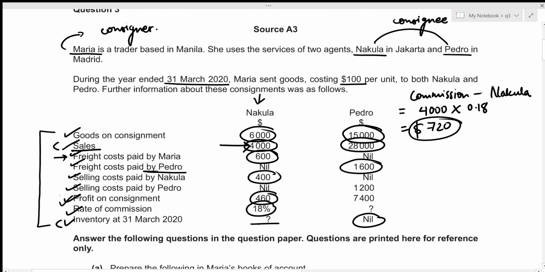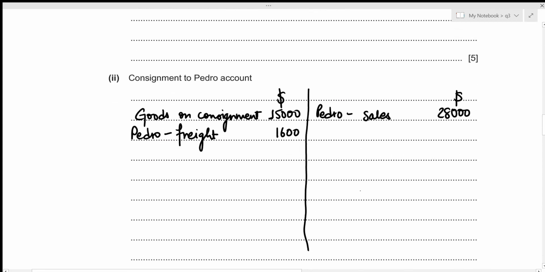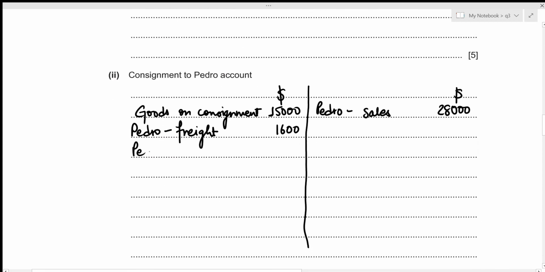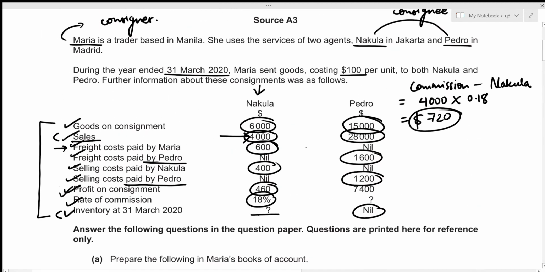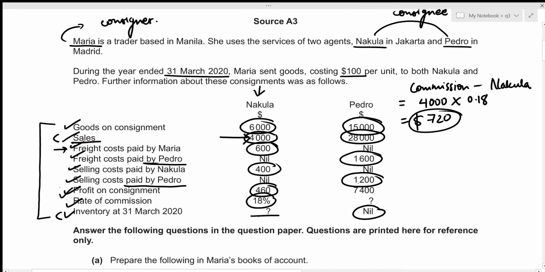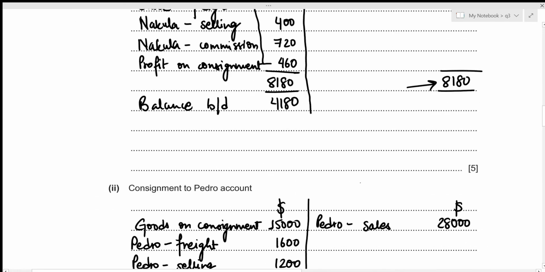Then we have the selling costs paid by Pedro, which amounted to 1,200. Again, since this is being paid by him, we need to record this under his particular name. So that's going to be Pedro selling costs, and this amounted to 1,200. Let's have a look above. Then we have the profit on consignment of 7,400, and in case of Pedro's consignment account, the balancing figure will be that of his commission. So let's write it down.